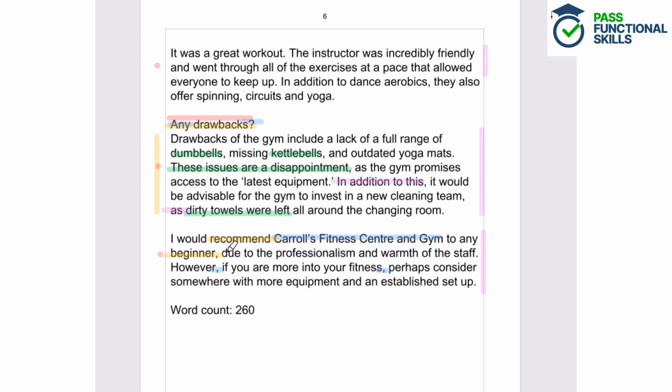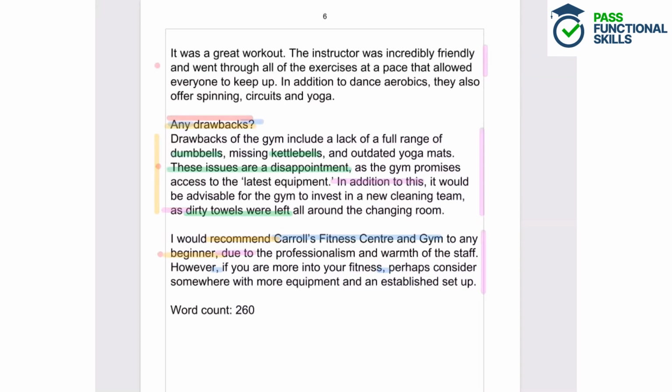Other connective phrases that we have include "due to." So this is going to add an explanation as well. So it essentially has the same meaning as "because of." So, "I would recommend Carol's Fitness Centre and Gym to any beginner," and then we've got "due to" to explain why. So we've got "the professionalism and warmth of the staff" as a reason why they would recommend the centre. So try to use connectives and punctuation like commas and dashes to link together ideas within your sentences and between paragraphs. This will help you to make your answer really cohesive and help you to connect different ideas together.